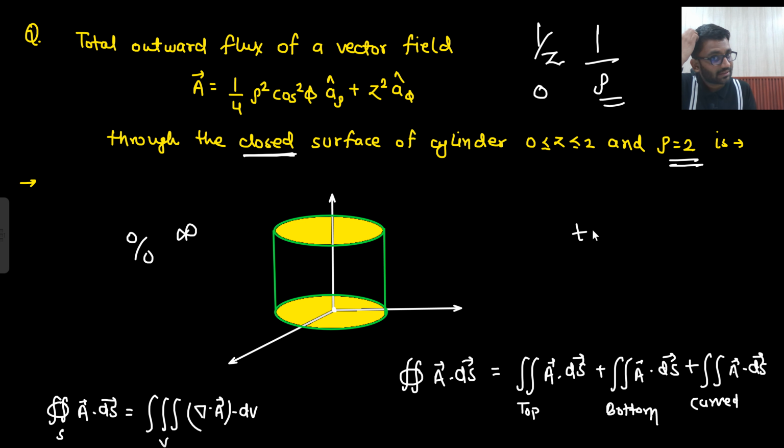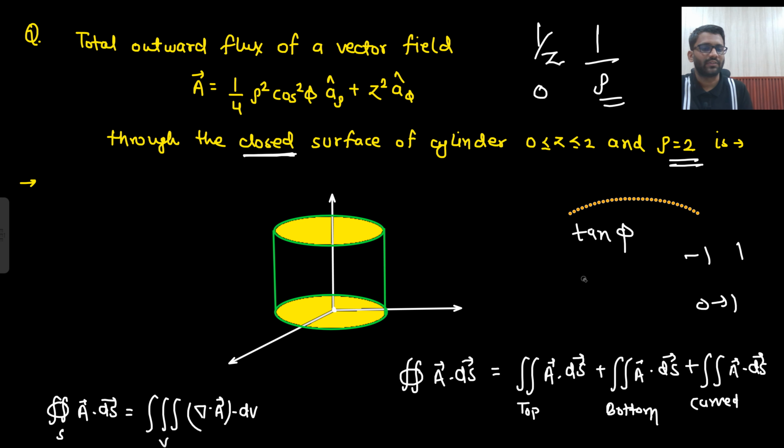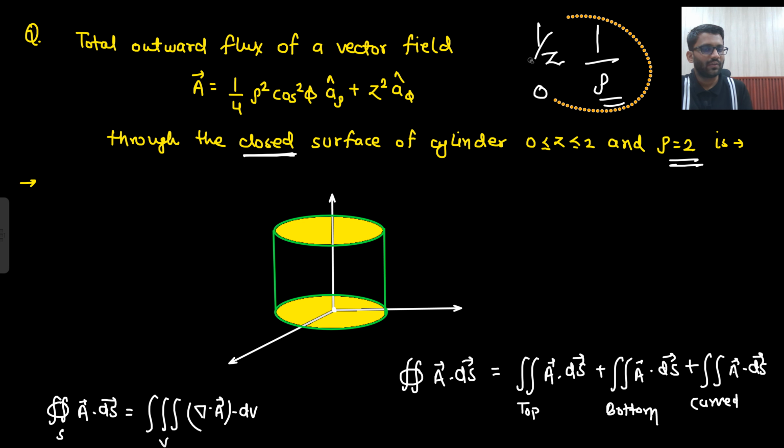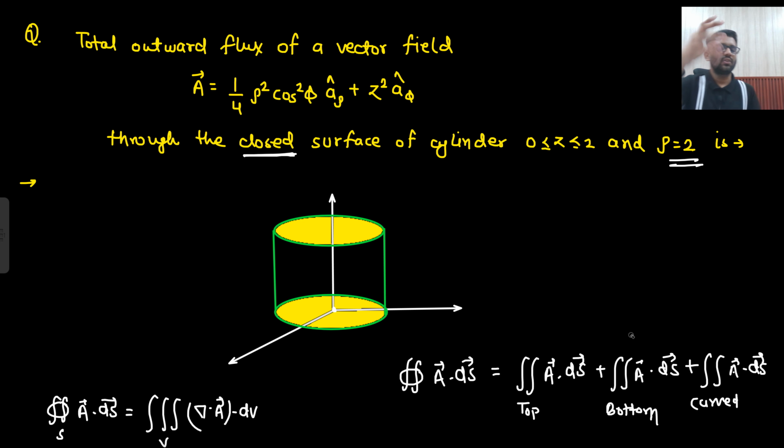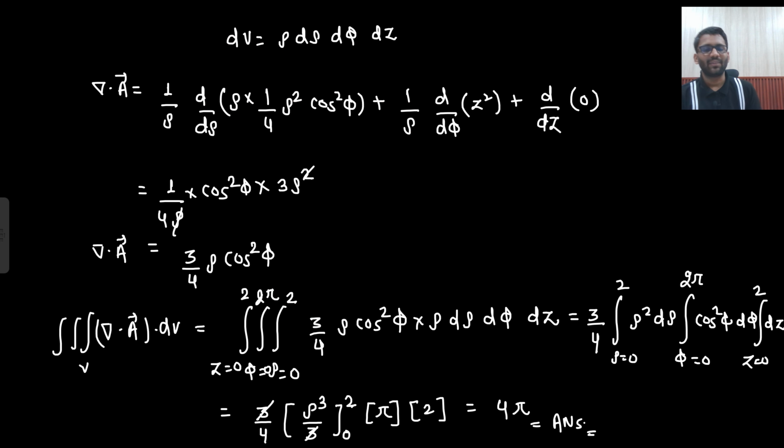In tan phi, there can be some discontinuity because tan phi can go to infinity. But if cos is there, then it can go from -1 to 1 only, and this can go from 0 to 1 only, because it is cos square phi. So there is no problem of discontinuity as well. Very rarely will discontinuity problems come, but still we will take one example where discontinuity will be there and you will be messing it up. Okay, we will take one example, probably in the next video or in this video only.